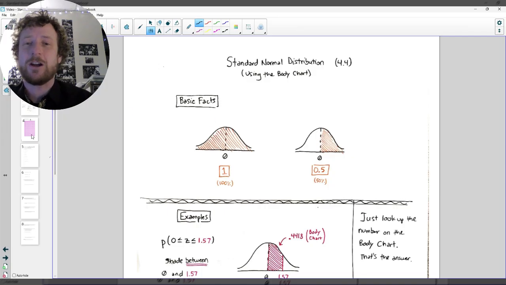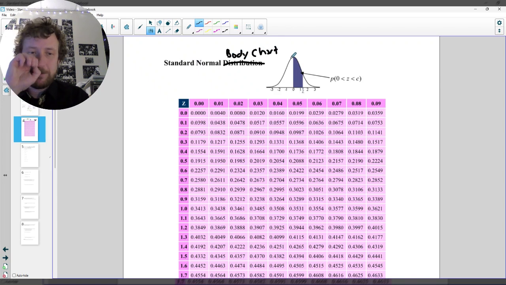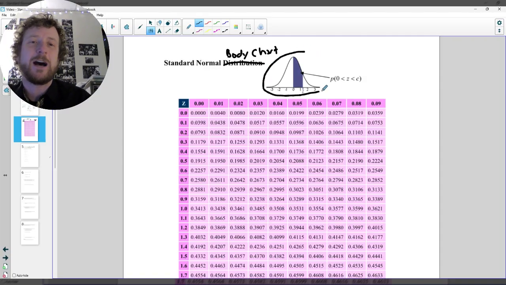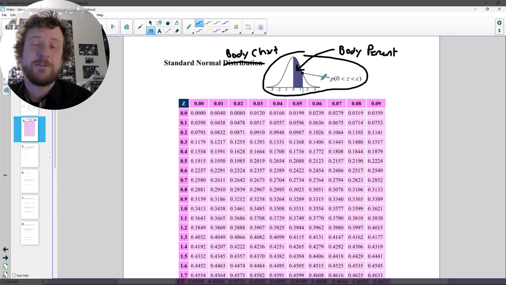And so speaking of the chart, I should retitle this. Yes, it's standard normal distribution, but I would rather call it a standard normal body chart. The reason I'm calling it a body chart is that this picture up on top tells you exactly what it's giving you. It is giving you the body percent. This will come into play later. Sometimes the curves that we're asking for are not asking for a body percent. They're asking for something else.